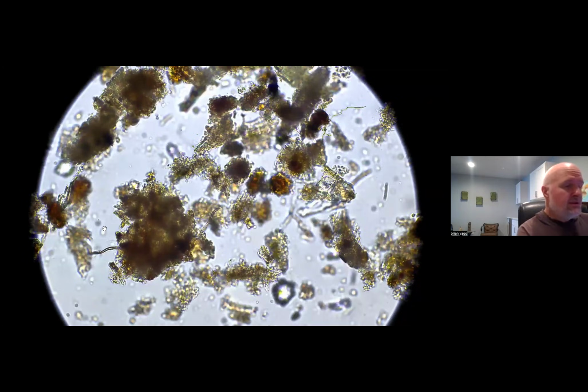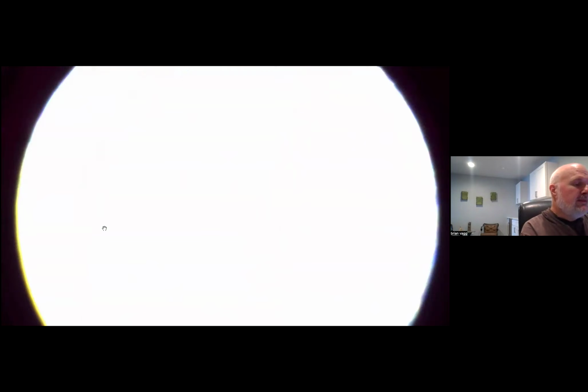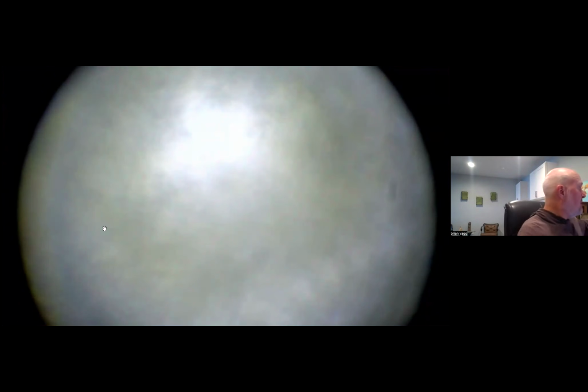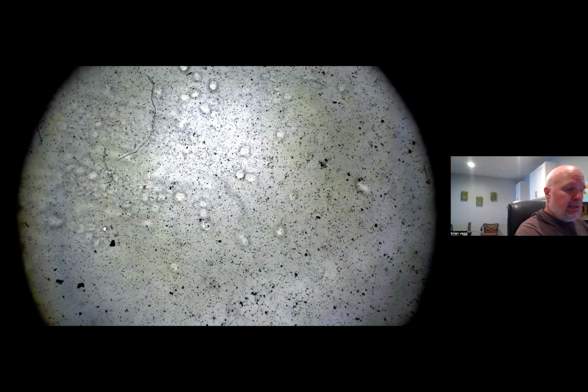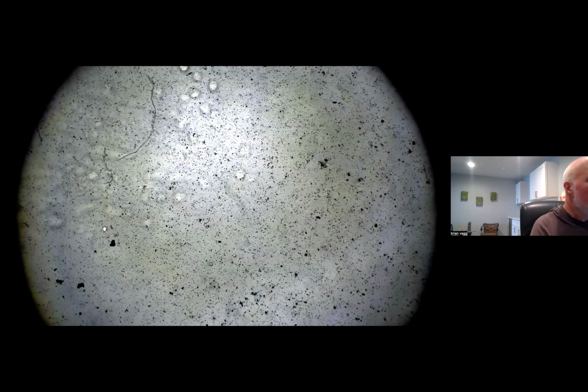Now, I want to throw up another sample though. This is of soils from my property, but this is a highly disturbed area, an area that I have not done any kind of work to. In fact, I disturbed it even more when I put in my greenhouse. I'll show you what soil looks like when it has very limited life in the soil.